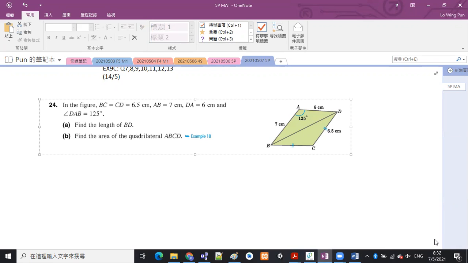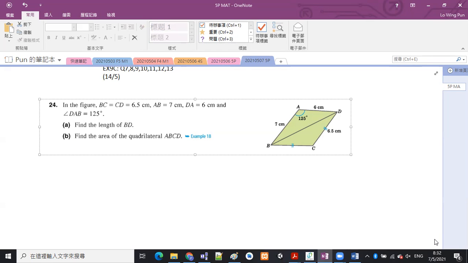Part A, find the length of BD. So, BD belongs to both triangle BAD and triangle BCD, right? In order to find BD, which triangle should we use first? Which triangle has more information for us to find BD, BAD or BCD? You understand what I'm asking? BD, I want to find BD in part A. BD belongs to triangle BAD and triangle BCD.